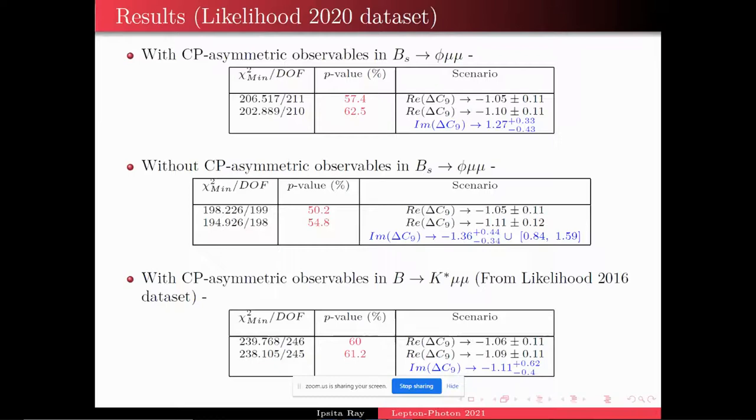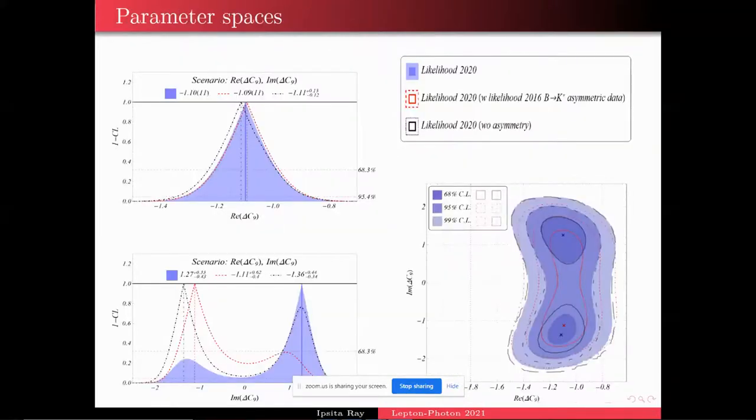Interestingly, we see that in all the three fit scenarios, we get large imaginary contributions of delta C9, with different relative signs. Here we show the 1 minus CL plots for real and imaginary delta C9. So we see that the solution for real delta C9 is consistent in all the three fit scenarios, whereas the imaginary delta C9 shows some interesting features.